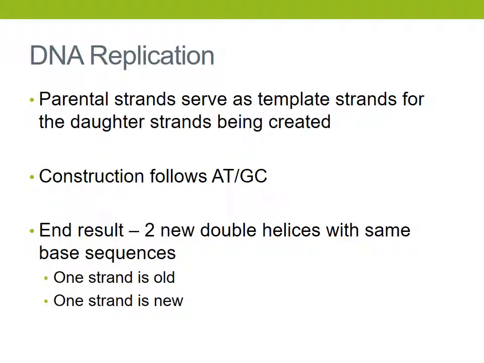Okay. So the take-home message is that the parental strands, which are the original two strands of DNA, serve as a template to make daughter strands, which are the new strands. And when you do this, you follow the complementary base pairing. A goes with T, C goes with G. And the end result is that you get two double helices that develop, each of which has one old and one new strand.